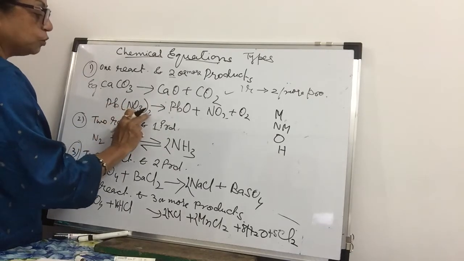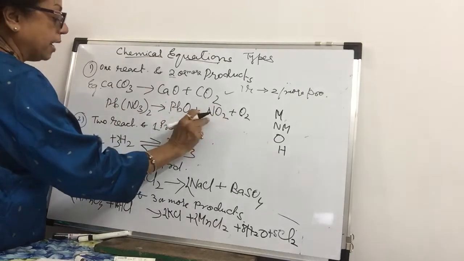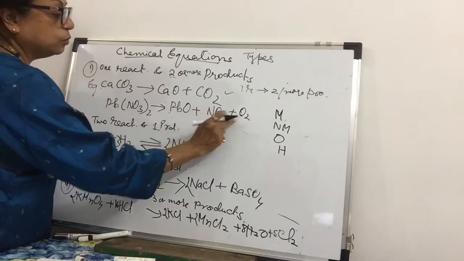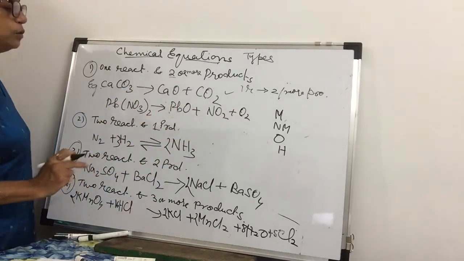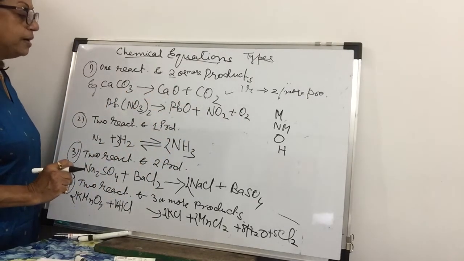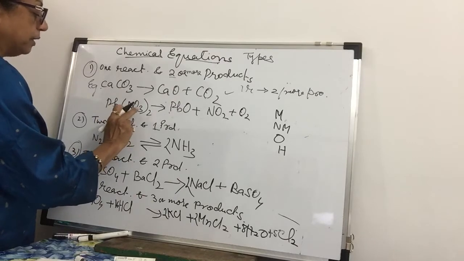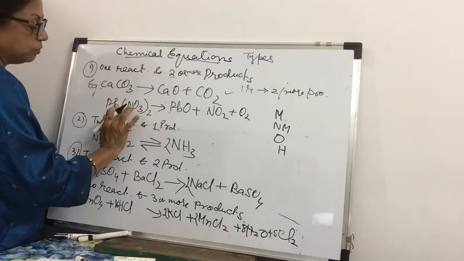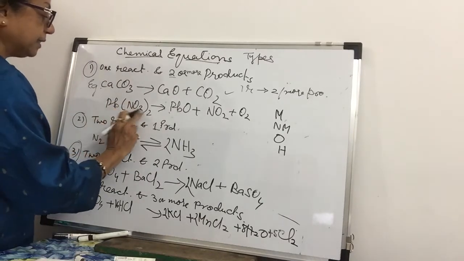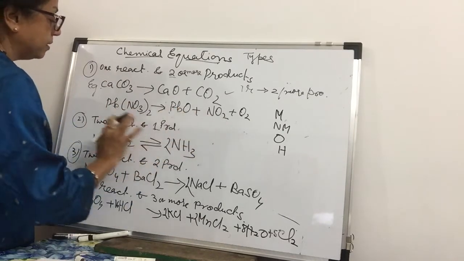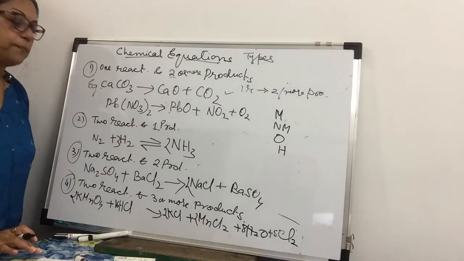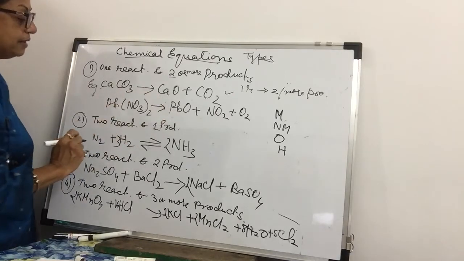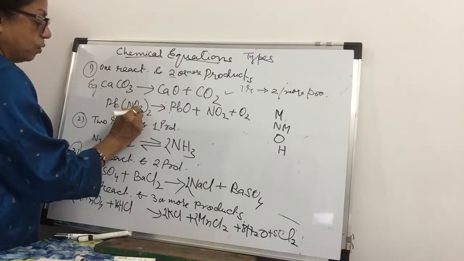Then nitrogen is 2, and nitrogen is 1 here. Then comes oxygen, which is 6 on one side and 5 on the other. So how do we balance it now? We don't have hydrogen here, so no need of thinking about hydrogen, only oxygen first. So 6 here, and here it's 5. We cannot have 5 here. How do we balance 5 and 6? 3 2s are 6.